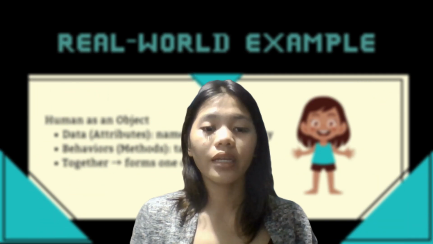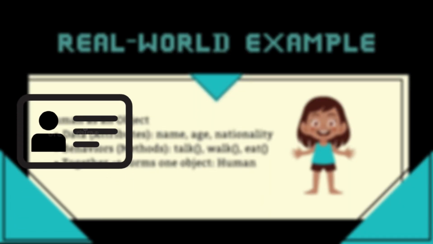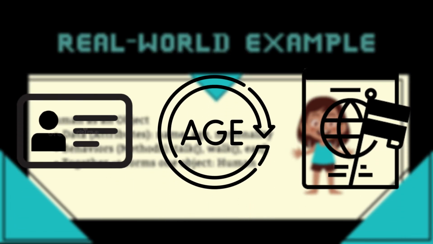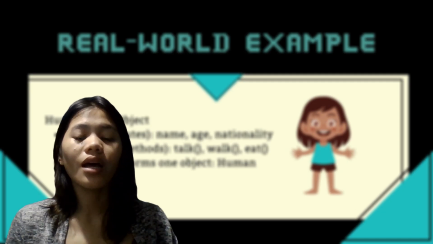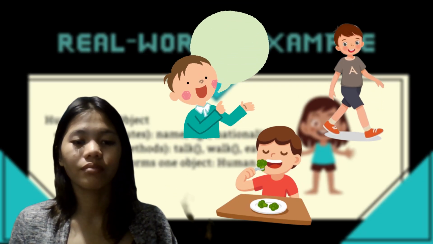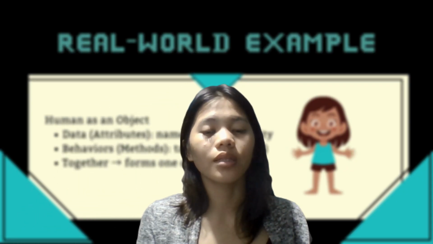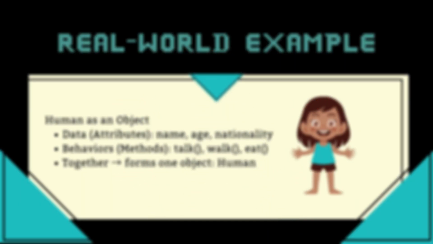A real-world example of OOP is a human. A human contains data like its name, age, nationality, etc. It also has behaviors like talk, walk, or eat, etc. Together, the data and behavior form an object, in this case, the human.